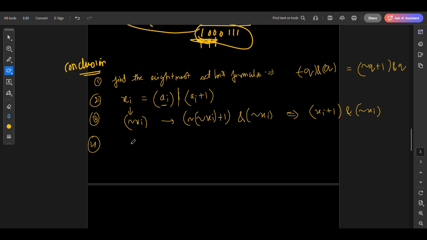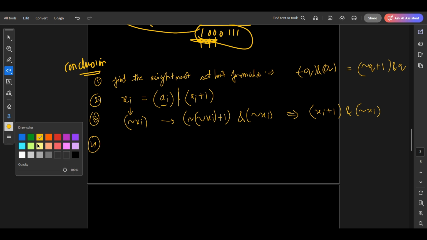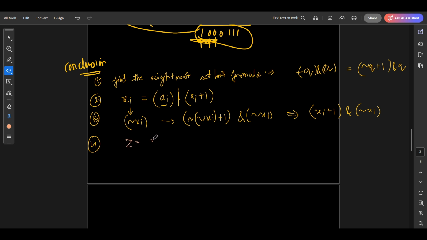The fourth operation is, let's store this value in z. So it will be xi plus 1 and invert of xi. So it will give us the rightmost set bit for this value. But we don't need the rightmost set bit, we just need to increase it by once. I have given you a proper example of why we need this.